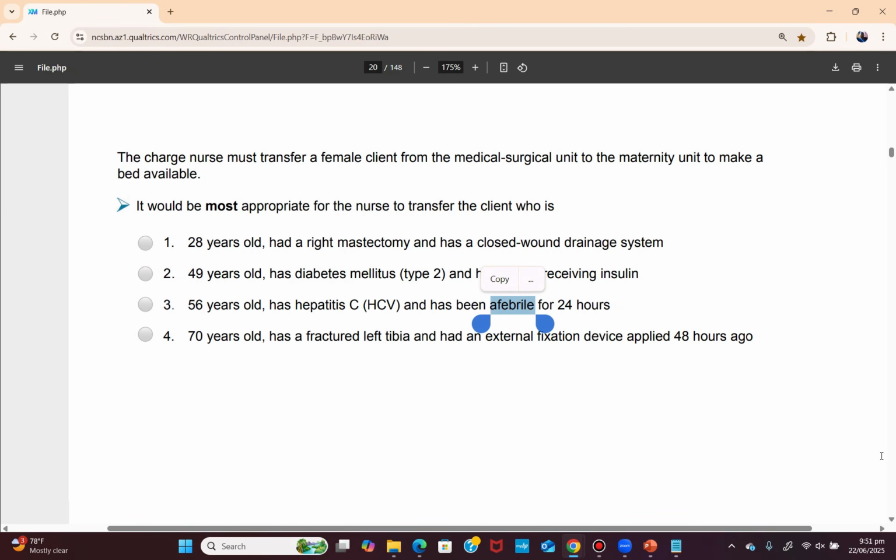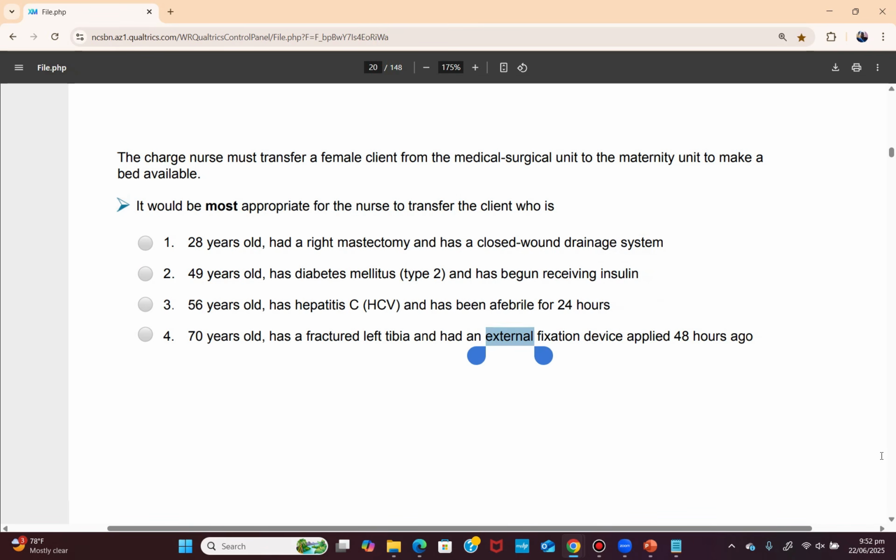But look at number 4. They still have their external fixation device. Let me tell you something. Anytime there's an intervention, you need to evaluate. We gave this patient insulin. This patient is at risk for hypoglycemia. We need to evaluate. So if the question is not telling us this patient is stable after that intervention, trust me, we cannot transfer that patient. These patients had their closed wound drainage. They need assessment. You need to monitor for the drainage. You need to monitor that everything is working well. NCLEX is not telling us anything like that, so definitely that patient we cannot transfer.